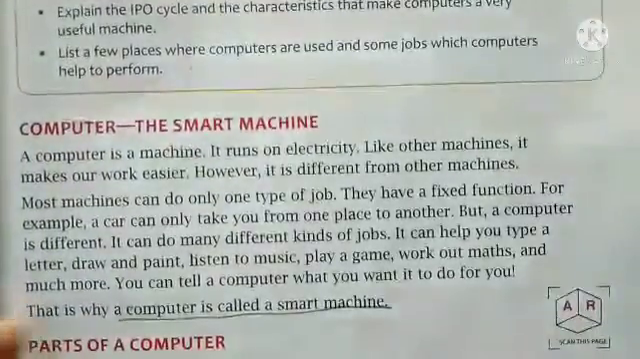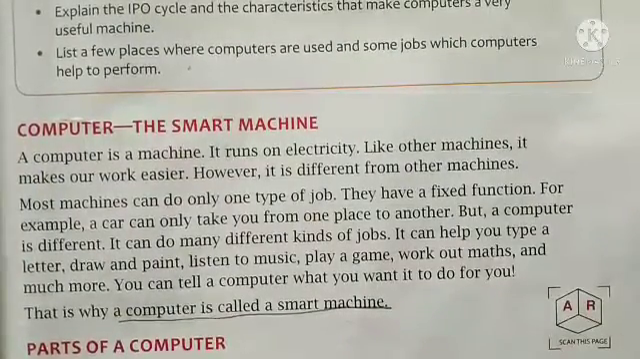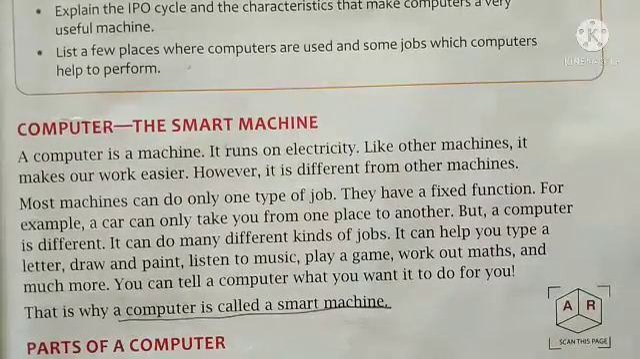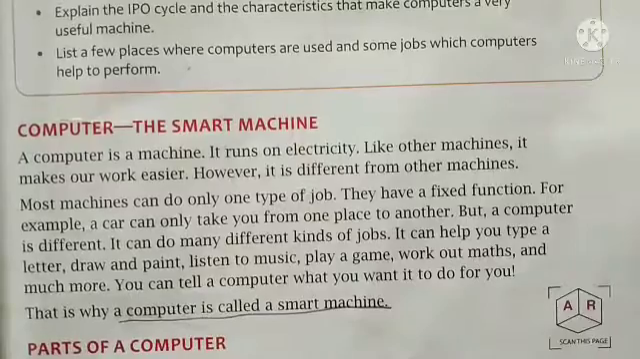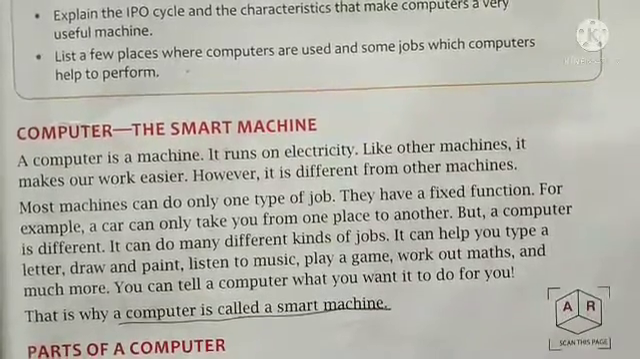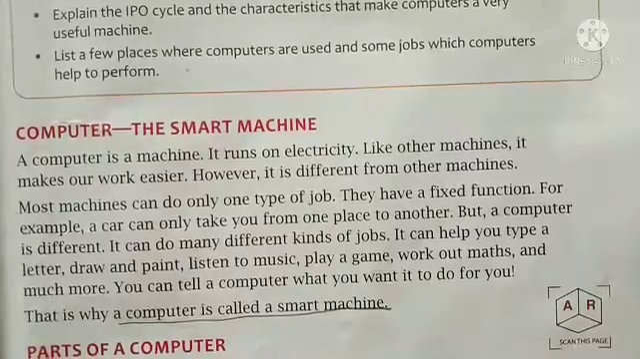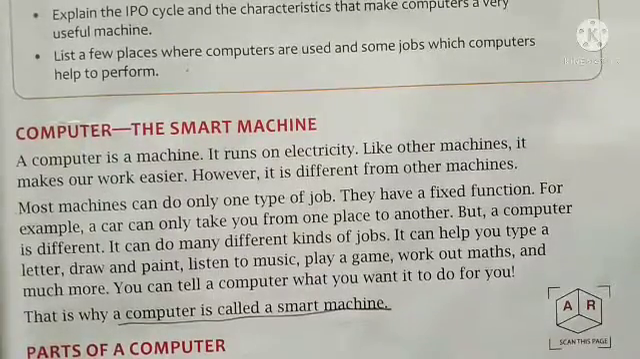So kids, as we all know, a computer is a smart machine, right? It runs on electricity, and like other machines, a computer makes our work very easy. But it is different from other machines. How? Computer can do many kinds of job, unlike other machines. Other machines can do only one kind of job, while a computer can perform various kinds of job.